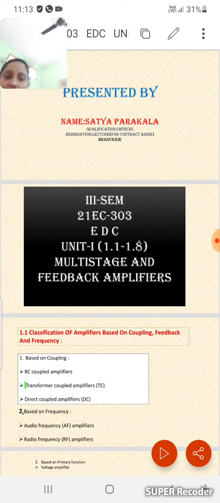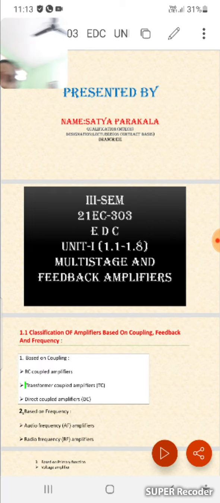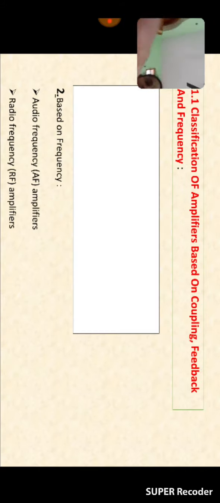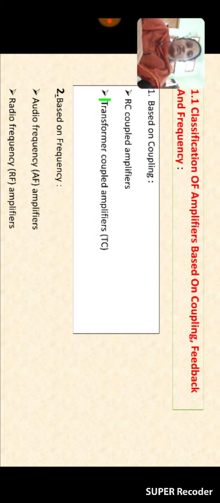Today we are going to discuss electronic devices and circuits, unit 1. In our last classes we discussed our digital electronics subject, but in today's class we are going to discuss electronic devices and circuits. What is the name of this subject? Electronic devices and circuits. Those devices that work based on the principle of electron movement are called electronic devices.